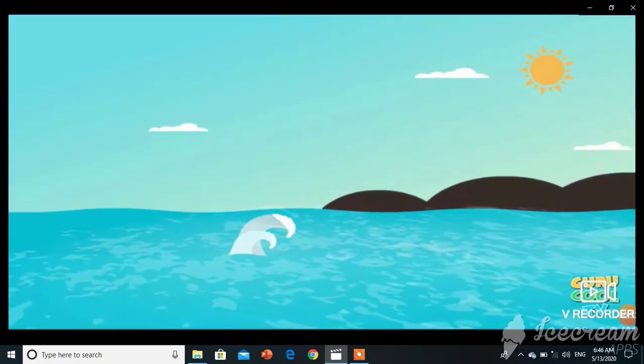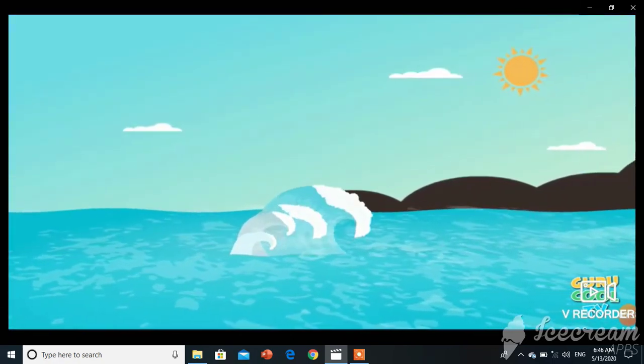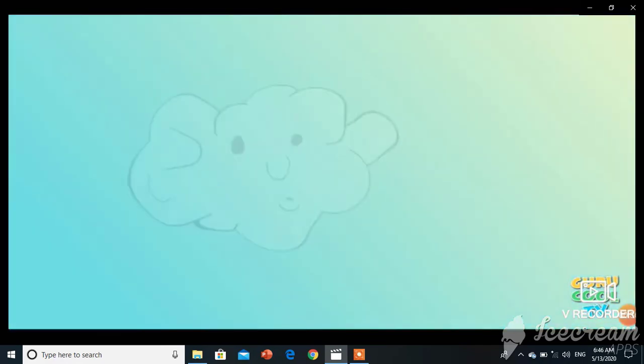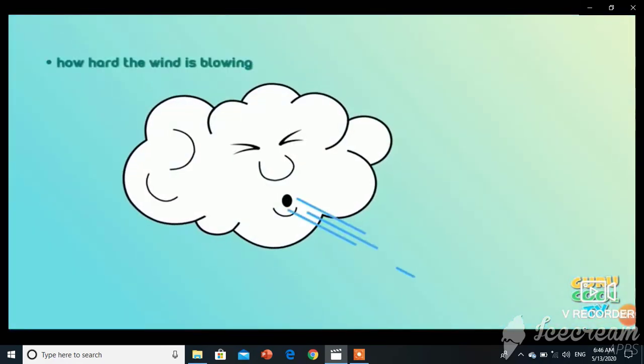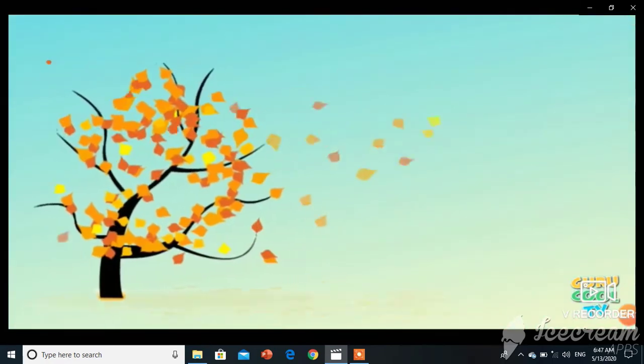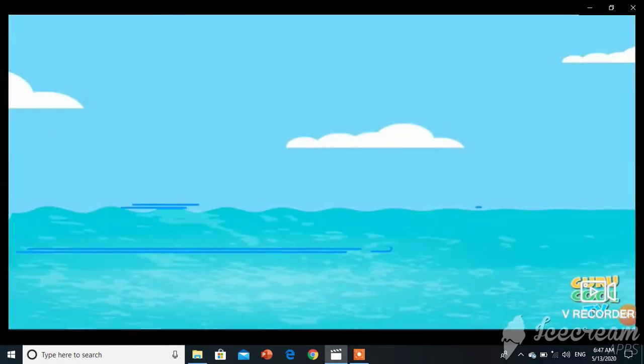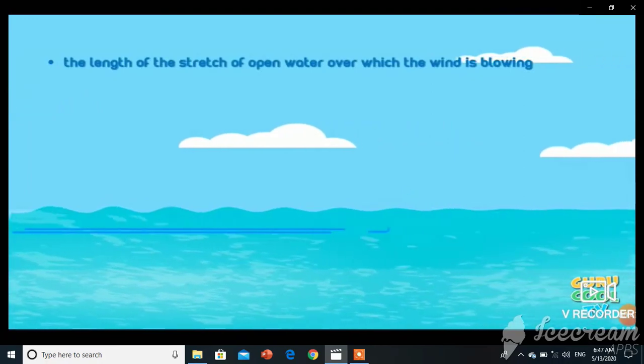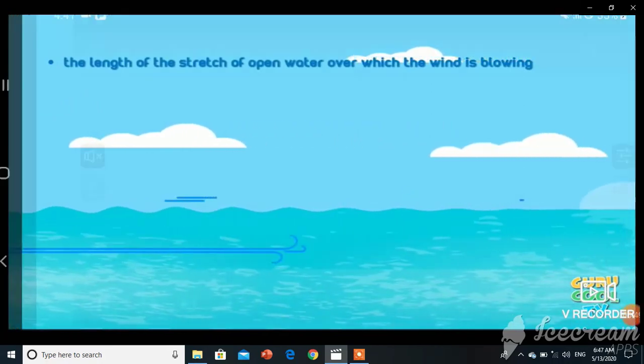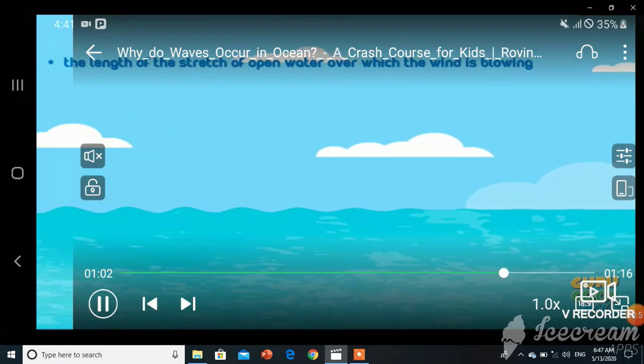Three factors are responsible for the height of a wave. First, how hard the wind is blowing. Second, how long the wind has been blowing. Third, the length of the stretch of open water over which the wind is blowing.